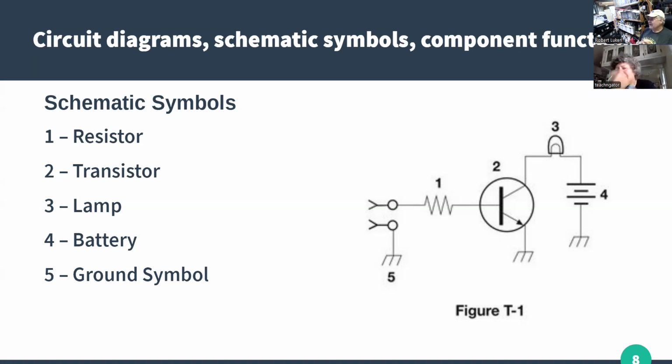And number four is how we represent a battery, which is a collection of plates, because, you remember we talked about Volta, where we got volts from? Well, he invented the battery, and it was a stack of plates. And that's what that's representing. And then number five is one of the ways we represent a ground symbol. You might see a couple others, but as far as this exam is concerned, it's this one.